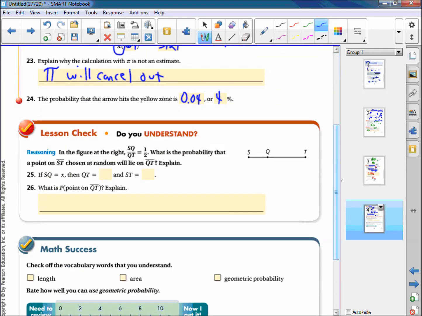All right, so as always, pause the video, try your lesson check, and then come back, see how you did, and then decide whether you need to watch the video over again for some more learning.